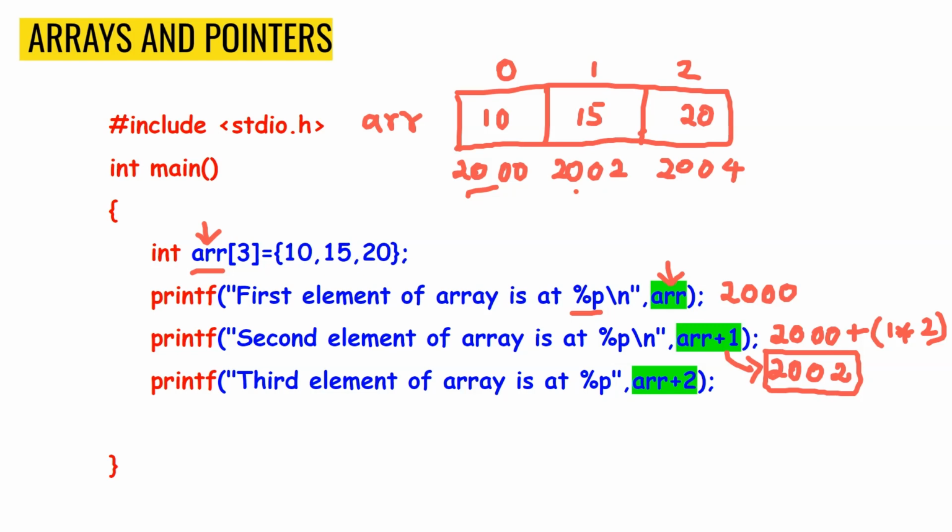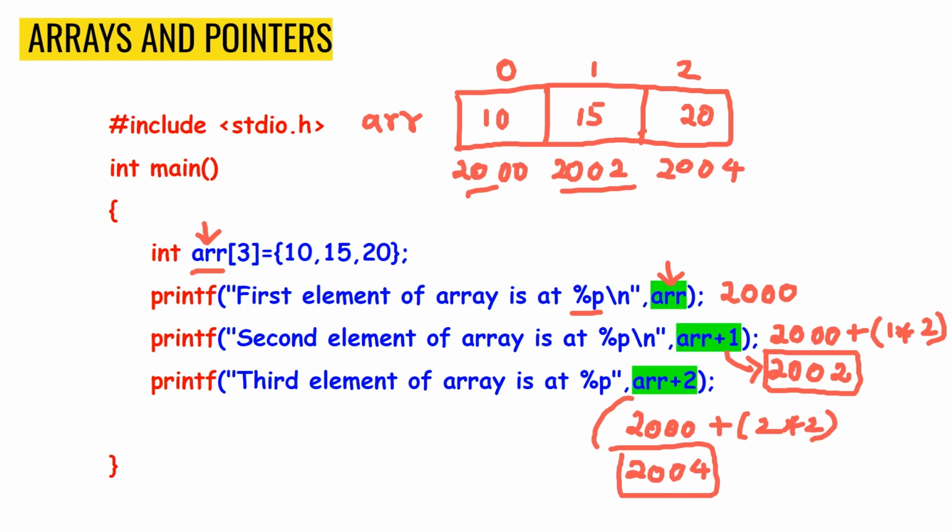The third printf will print the location of the third element. So array plus 2 will print the location of the third element, which means 2000 plus 2 into the size of that type. So 2 into 2 becomes 4. So 2000 plus 4, 2004. That will be the location we are going to print for the third printf.